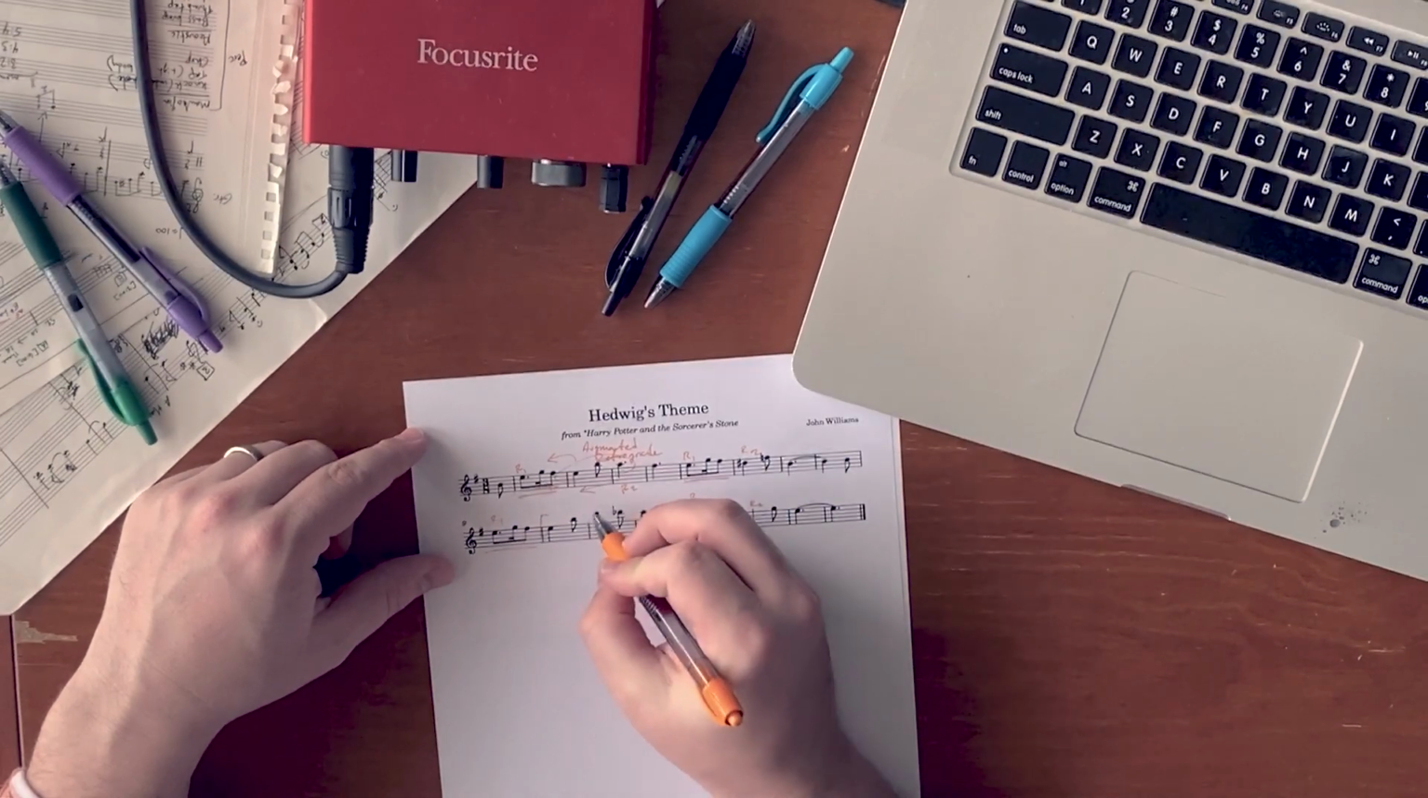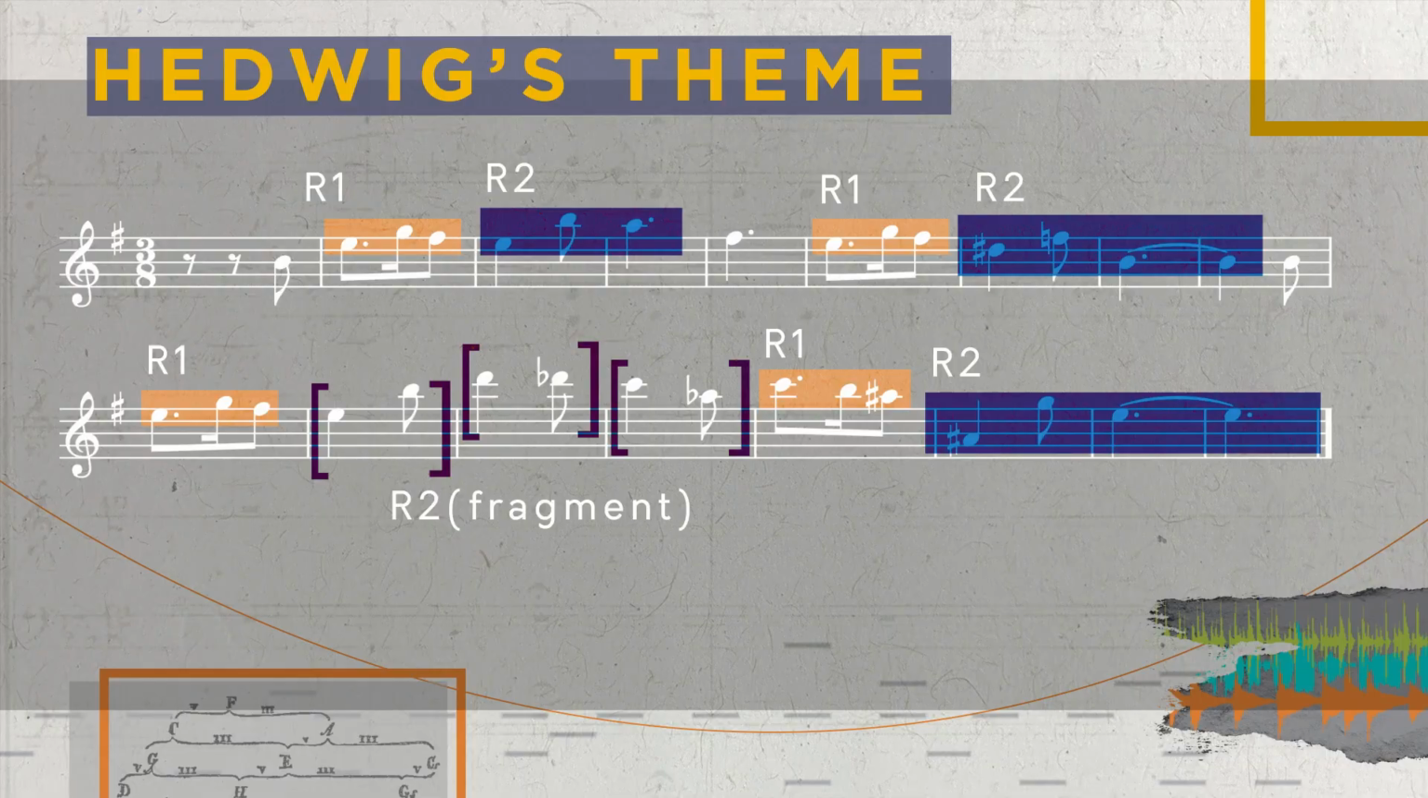And then to start the second phrase, we've got another pickup, which I'm ignoring for now. And then here in the second phrase, the R2 rhythm becomes much more prominent. It's just a fragment, though. It's not the whole thing. It's not quarter eighth, dotted quarter. It's just quarter eighth, quarter eighth, quarter eighth.